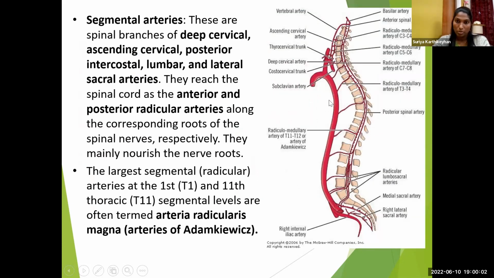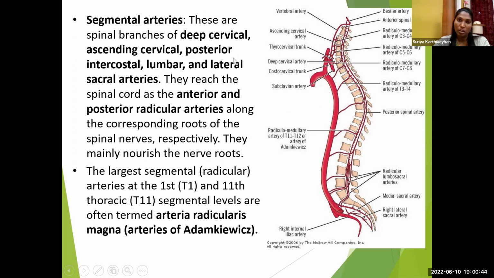So this is a lateral view of the vertebral column and the aorta. This is the arch of aorta. From the arch of aorta, this is the common carotid, and then we have the subclavian arteries, and then it continues as the descending aorta, then as the abdominal aorta, and from the abdominal aorta it divides into two common iliacs. From the common iliac, again there is a branch, external iliac and then internal iliac. Can you see these segmental arteries? They are branches from deep cervical, ascending cervical, posterior intercostal, lumbar, lateral sacral. All these are branches from the aorta.